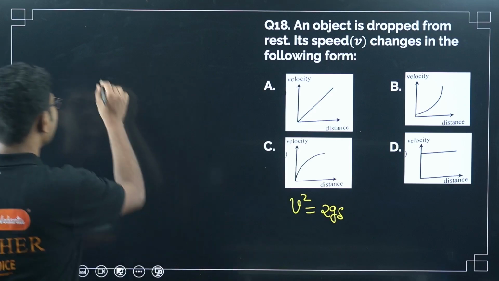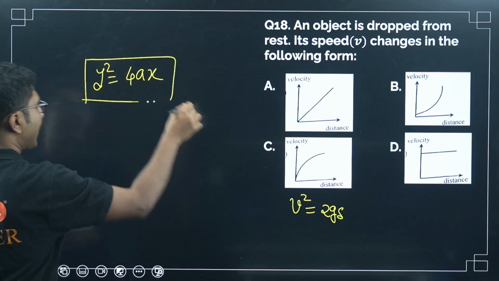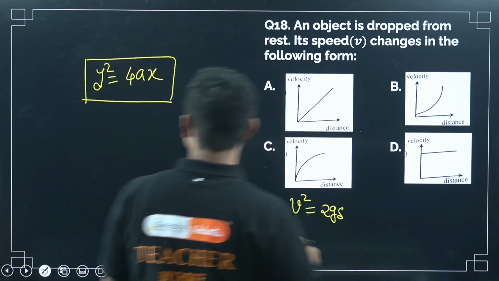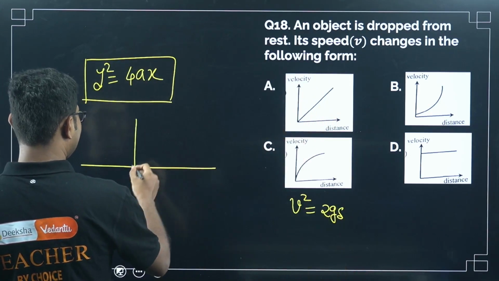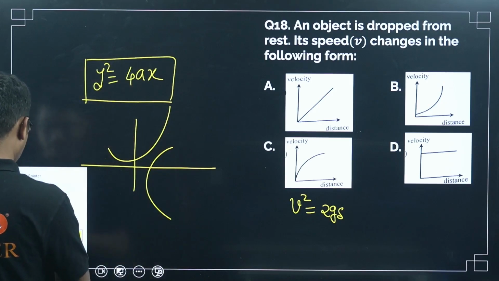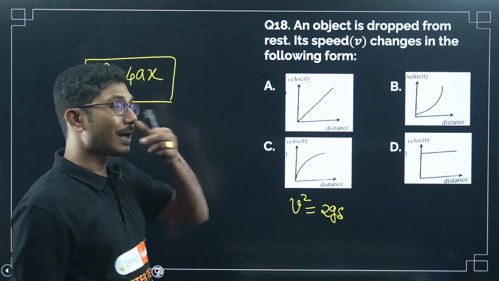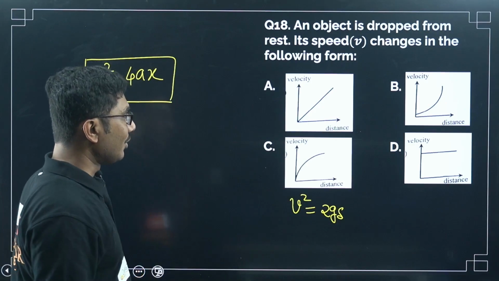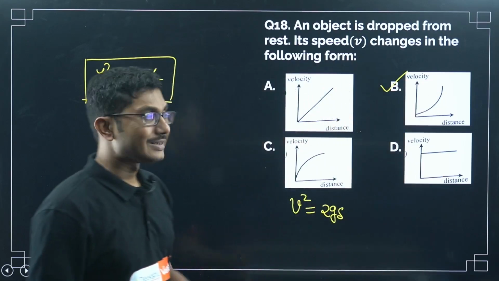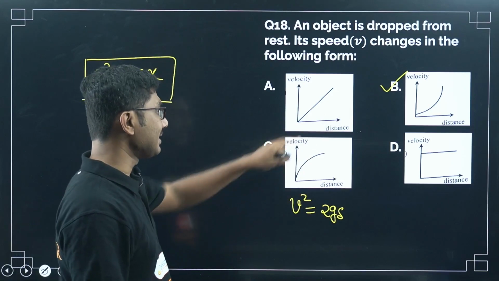Now this is similar to y square equals 4ax. What is this equation? This is the equation of a parabola, and there are two types of parabola, either it can be a parabola like this or it can be like this, right? Both of them can be parabola. So now which parabola will it be? The y square equals 4ax parabola will be like this. So this is the parabola, not this one. Both of them are parabolas, but y square equals 4ax parabola is that one.